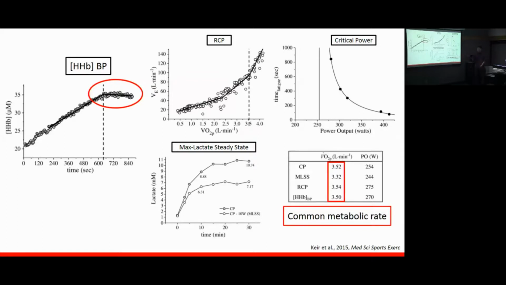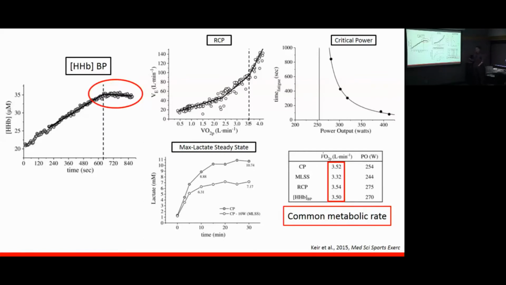So with this, I want to point out that there might be a common physiological event happening here, a common metabolic rate, above which there is a progressive loss in metabolic stability, as we see, for example, here with accumulation of lactate.